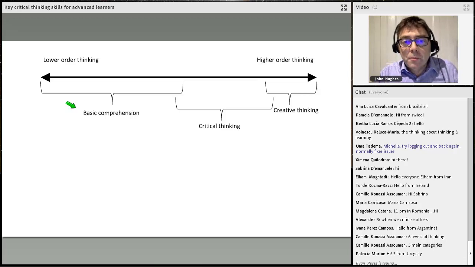Right at the top, at higher order thinking, is creative thinking. We ask students to create things. We ask them to produce something new and original with the language they have and the knowledge they have. Maybe they give a presentation, maybe they write a story, something creative. And in between that is critical thinking, where we ask students to analyze and evaluate.